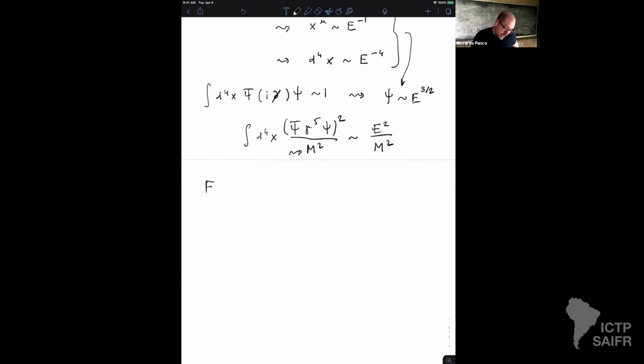And when E becomes of order m, essentially your expansion parameters become of order 1. All the terms in principle should be kept because they become of the same order. And that's where the effective theory stopped being useful, okay?